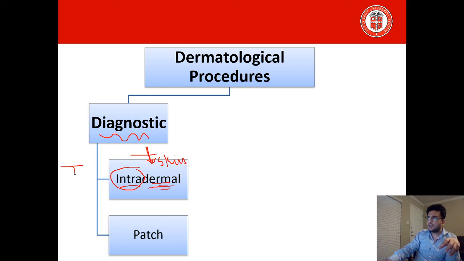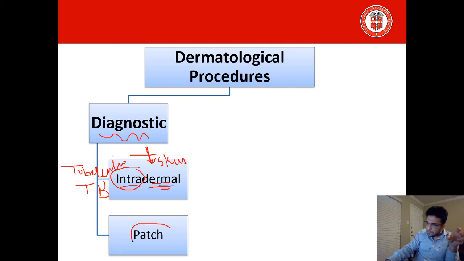One of the common tests is a tuberculin test, which is for tuberculosis. So they just inject a small amount of bacteria inside and see whether there is a formation of a red patch in 48 to 72 hours inside the skin.